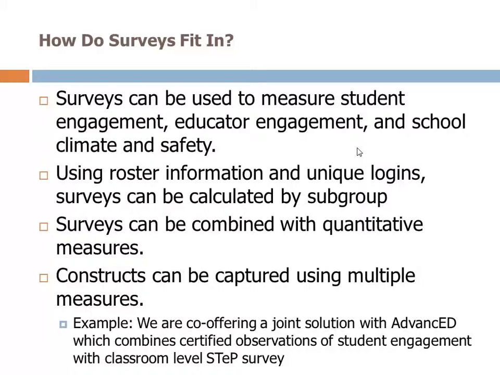Next, we have to think about how surveys can be combined with quantitative measures. This may be a way to balance some of the strengths and weaknesses of various measures together. You can even look at the same construct using multiple sources of instruments. For example, we're offering a joint solution with AdvancED where they use their certified observation system of student engagement with our classroom level survey, so you get both the credibility of the observation as well as the voice coming from the student side. So there are lots of different ways you can use surveys by themselves or in combination with other instruments.